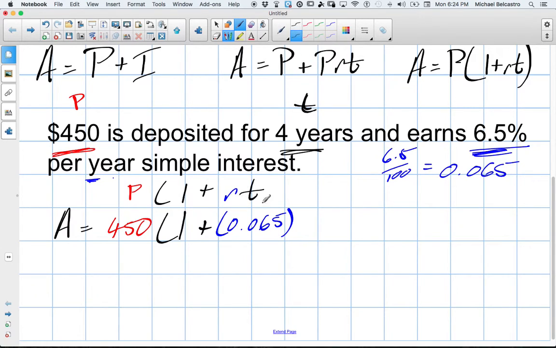And then your T here, like we said, is 4 years. So there's your T value. And now we just go through the motions. So 4 times this, you're going to use a little calculator.